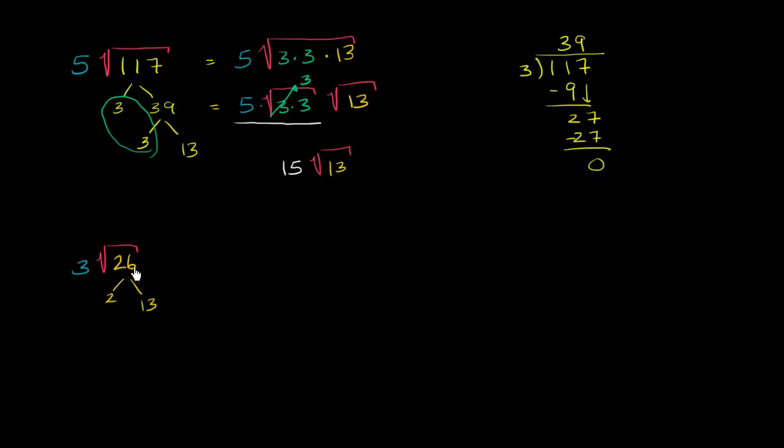And so 26 doesn't have any perfect squares in it. It's not like we can factor it out as some other numbers and some perfect squares like we did here. 117 is 13 times 9. It's the product of a perfect square and 13. 26 isn't. So we've simplified this about as much as we can. We would just leave this as 3 times the square root of 26.